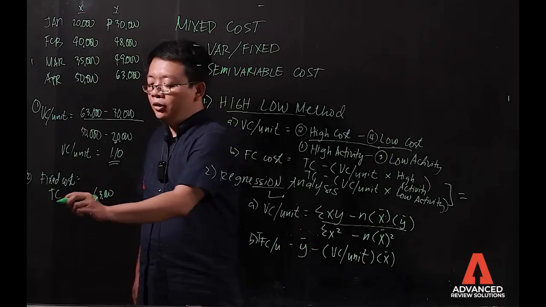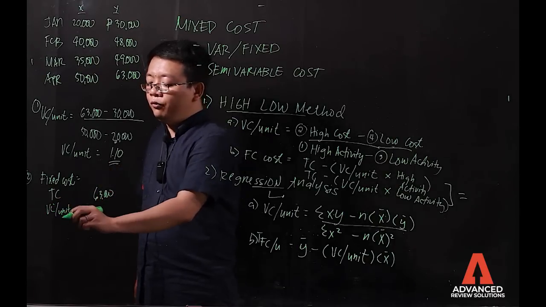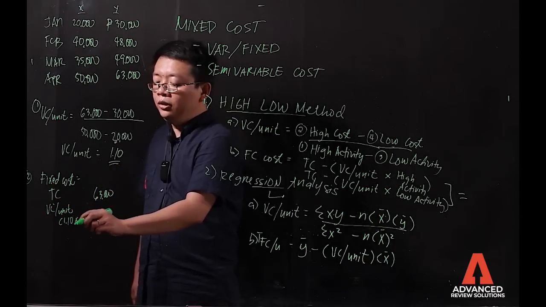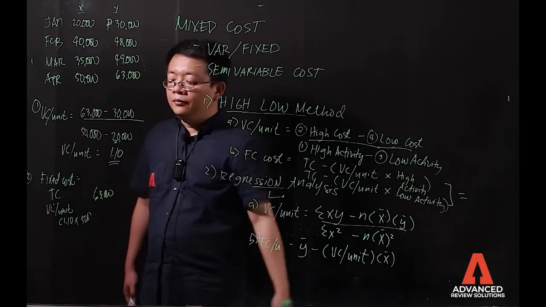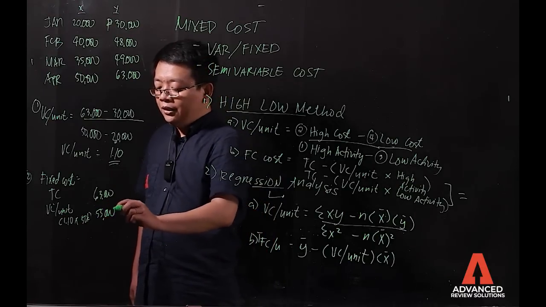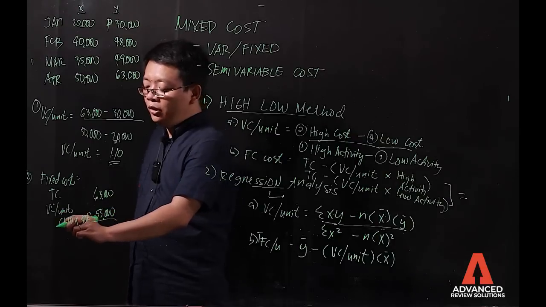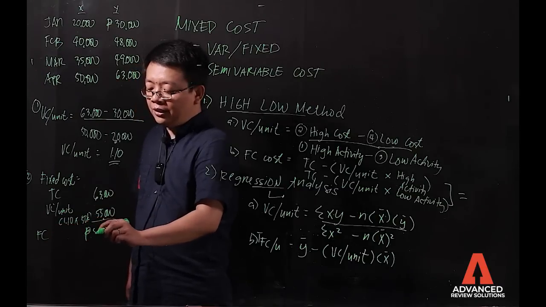You have also here variable cost. Variable cost of 1.10, you multiply it by 50,000. How much is that? I think this is 55,000. So, how much now would be your fixed cost? Fixed cost here is 8,000.